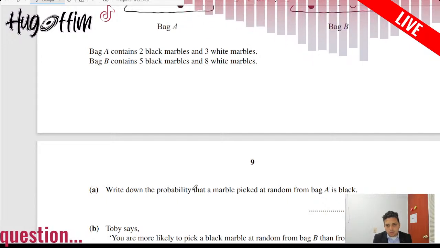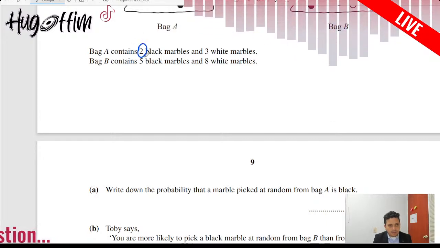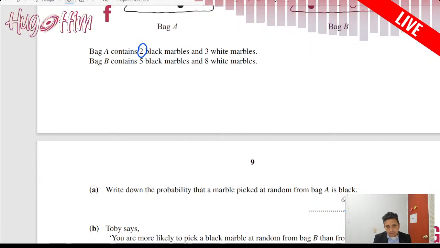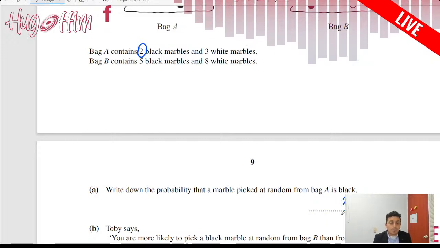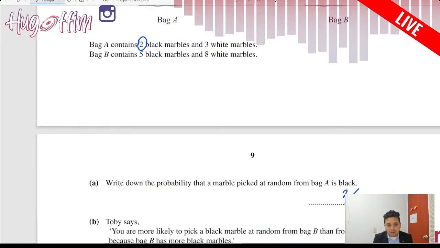Okay, so I'm just going to pick one at random and see if that is black. That's 2 black marbles, and the total number of marbles is 5. So the probability is just 2 over 5, because it says 2 black marbles and I have 5 in all. So the probability is going to be 2 out of 5. Now let's see the second question.